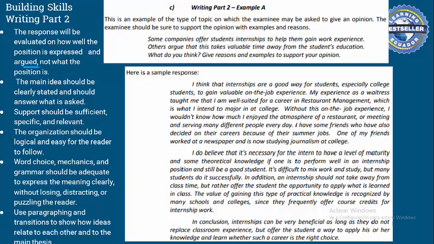And here we have a sample response. This is a longer response, so later on you can go back to the video and read it carefully to see what is expected of you, what kind of response you should give in this part of the writing section. Okay? All right. Let's go on.